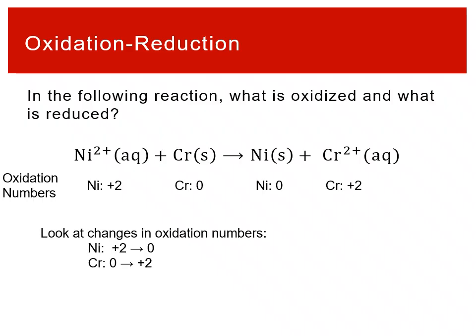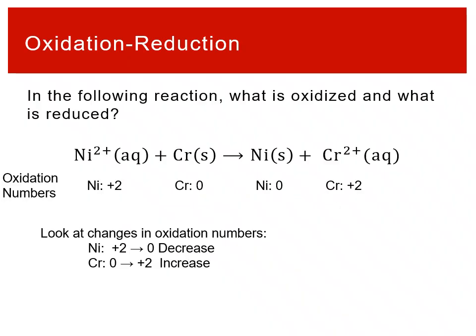Then, once I assign oxidation numbers to each atom type on each side of the reaction, now I can look at changes in oxidation numbers across the reaction. So nickel goes from +2 to 0. We can see it's +2 on the reactants, 0 on the products, whereas chromium goes from 0 to +2 as it goes across the reaction. So we can see there's this change in the oxidation number as I go across the reaction. I'm comparing reactants to products.